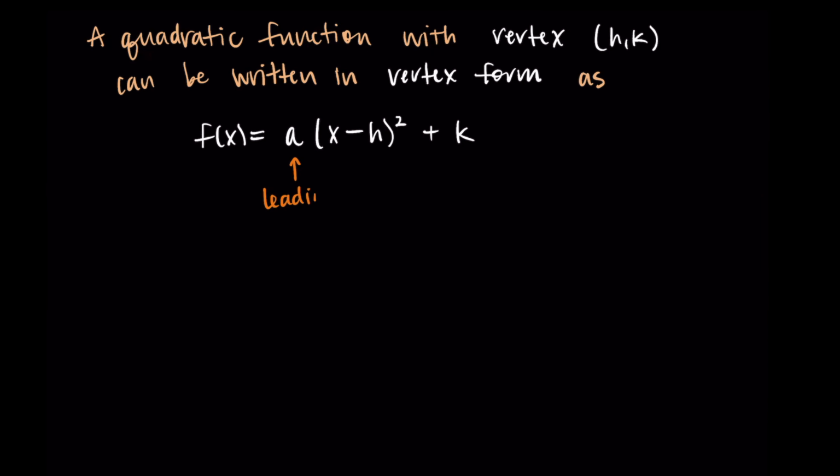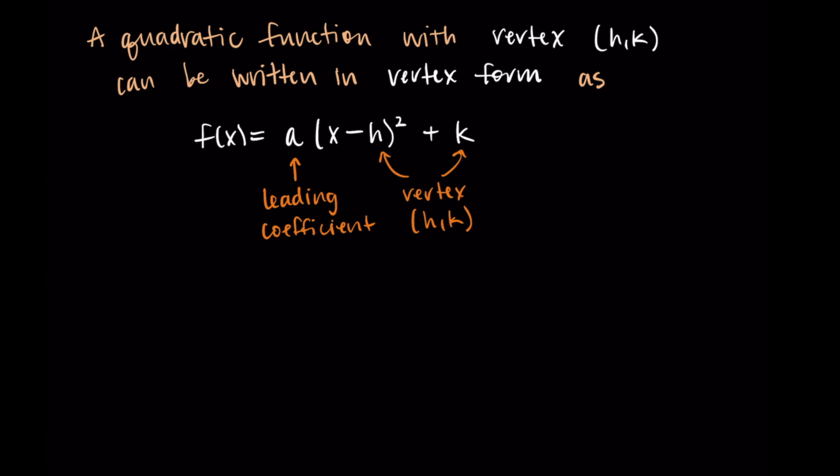Here, a is still the leading coefficient, the same leading coefficient as in standard form, but now we have the vertex easily visible. So the vertex is this h and this k in the formula. As a comment, you'll see that it's minus h. We still use the positive h value as the vertex point, but it looks like a minus h in the formula.